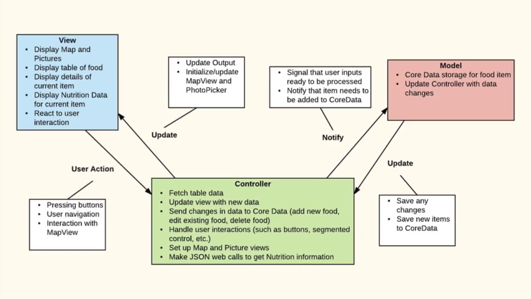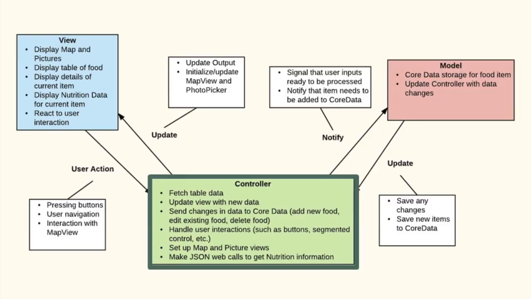Next, let's go over the model view controller diagram. This diagram gives a more general outlook on what the app does. Here we have the view portion of the MVC. This portion is what the user sees from the app, most notably the map and pictures that are displayed throughout the app. It also displays the table and all of the data that's inside of the table through the view controllers.